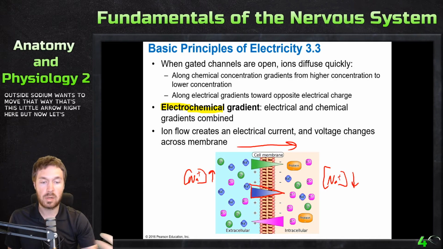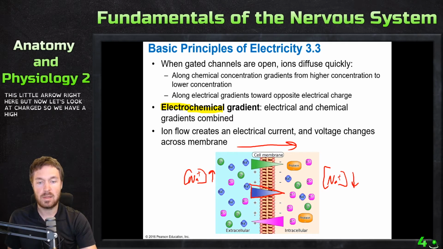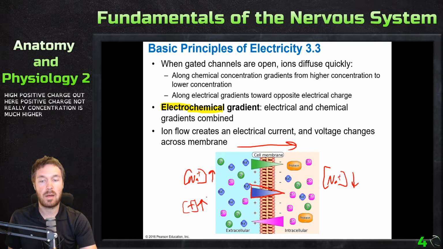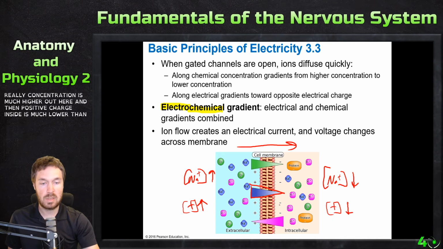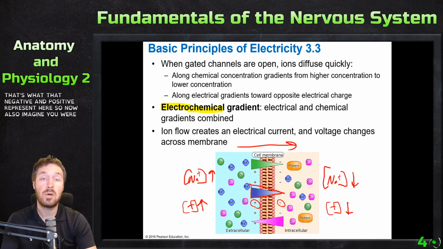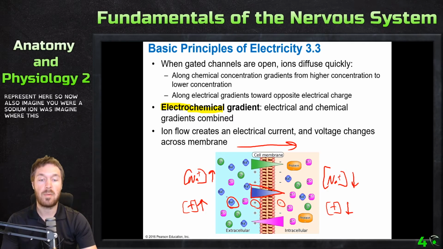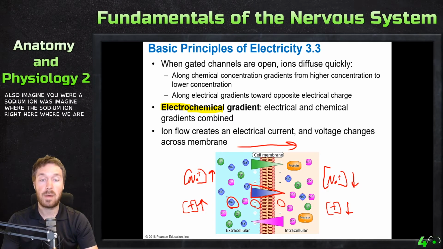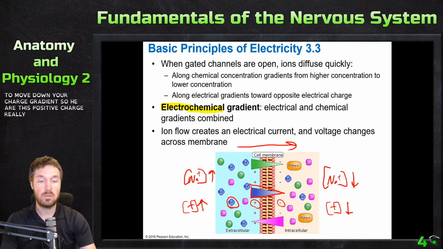But now let's look at charge. We have a high positive charge out here. Positive charge, not really a concentration, is much higher out here. And then positive charge inside is much lower. It's actually negative. That's what that negative and positive represent here. Now also imagine you were a sodium ion. Let's imagine we're this sodium ion right here. We are a positive charge. Opposite charges attract, and you want to move down your charge gradient. So this positive charge really wants to move towards this negative region.